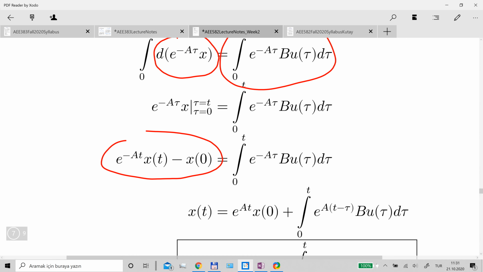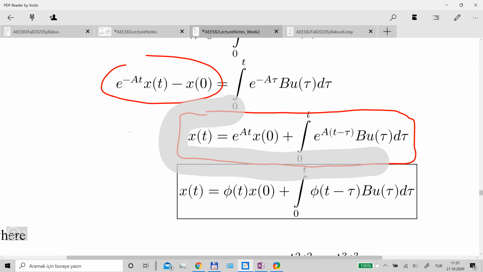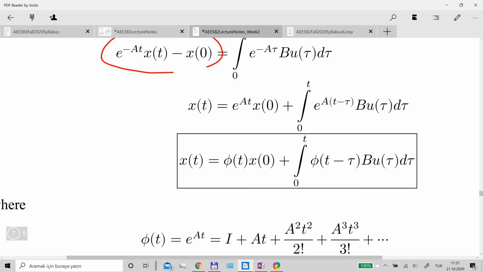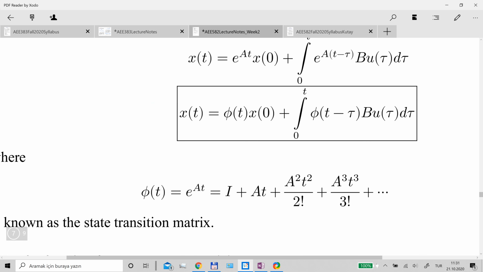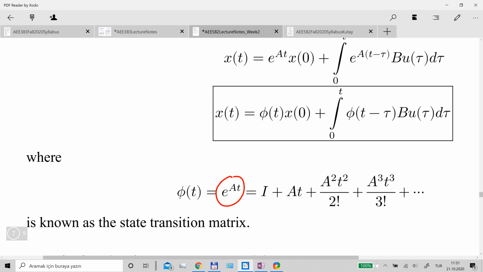Now you multiply this entire equation with e to the power At, and that will bring the equation into that form. Okay, so this is the solution of that state space model in time domain. And in fact, in that expression, we define what is called a state transition matrix. This term is an n by n matrix, and that's known as the state transition matrix. And by using that, the solution in time domain turns into this expression.